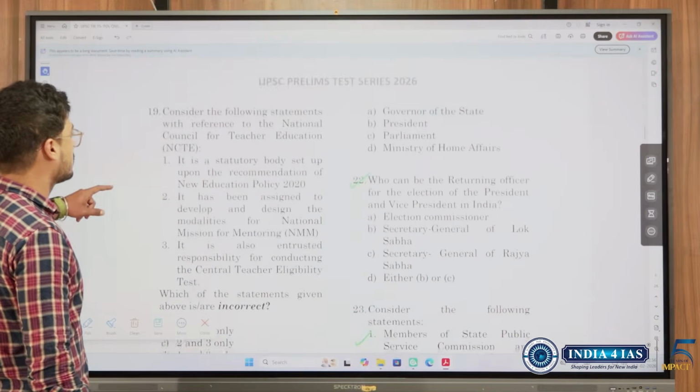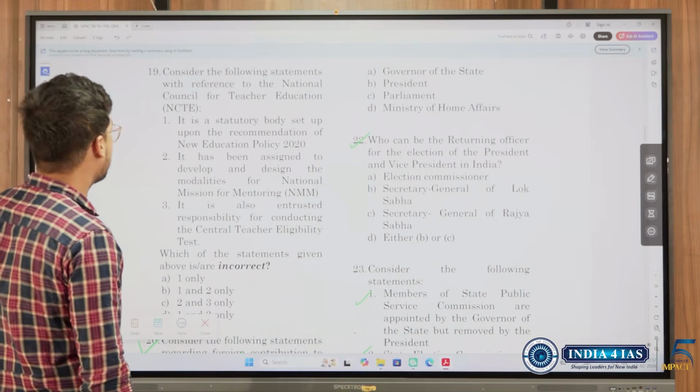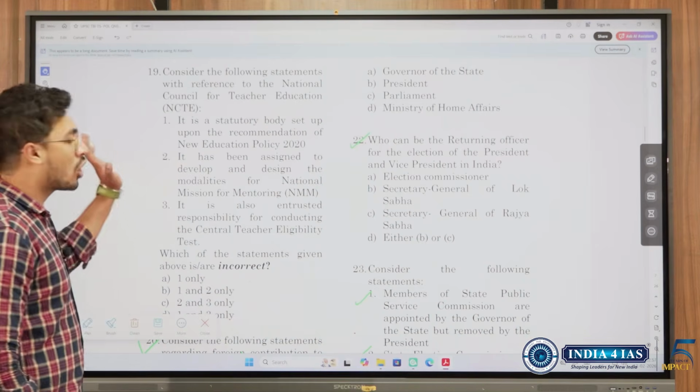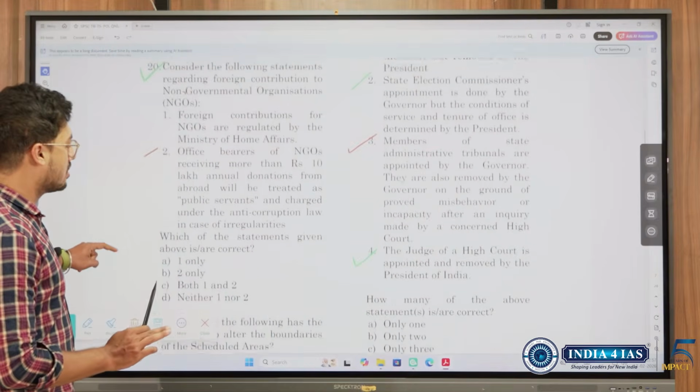Consider the following statements with reference to the National Council for Teacher Education. I have not marked anything because I leave it to you. You can dwell into it or you can just have a glance.